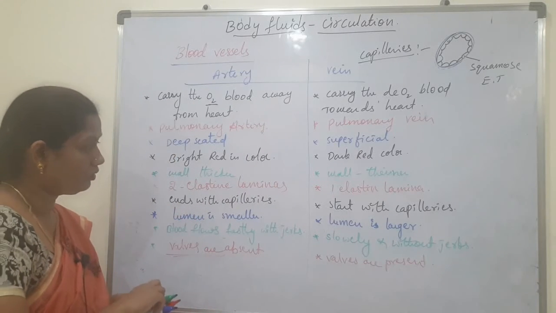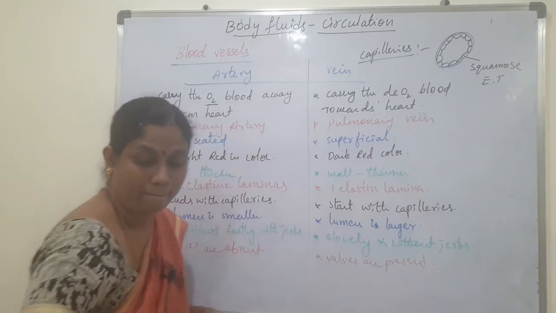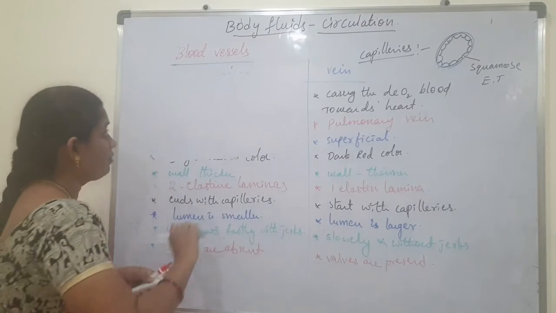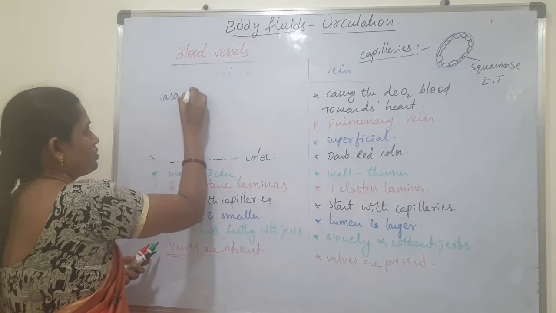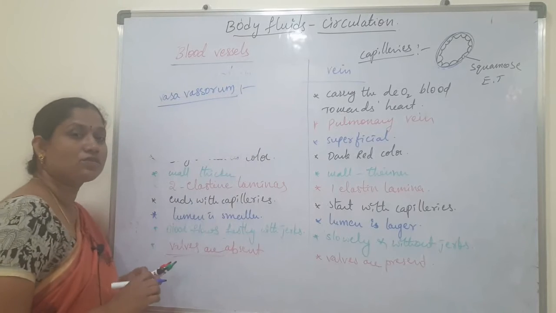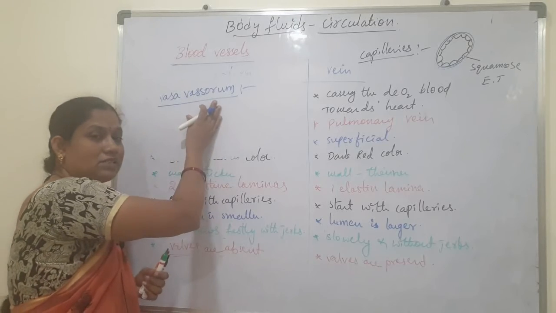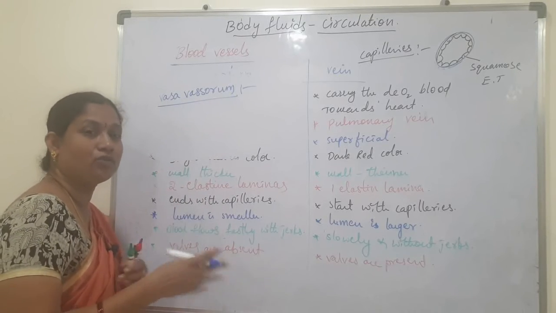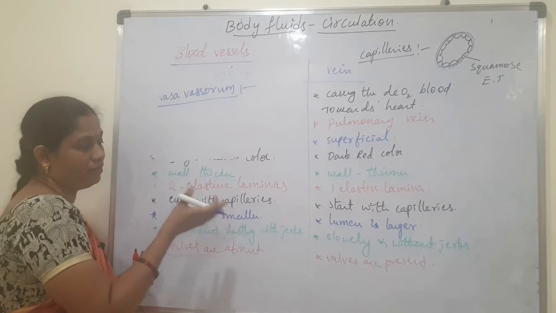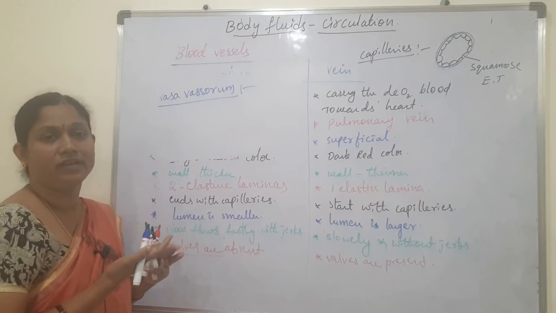Next, one more blood vessel, that is vasa vasorum. Vasa vasorum are also minute, smaller blood vessels. These blood vessels supply the blood to blood vessels. Already we learned that blood vessels are made up of three layers: fibrous tunica externa, media, and interna.